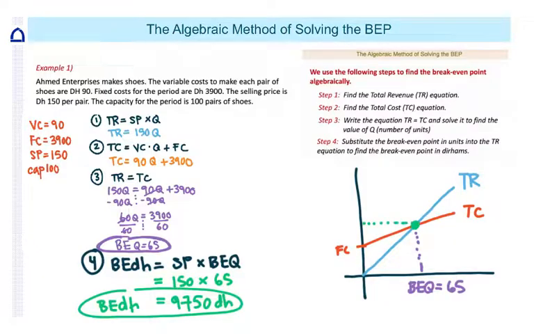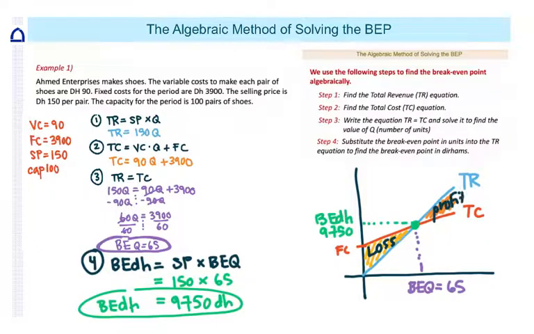Now, both of these answers are describing the same break-even point, but just in another way. So we can say if we collect 9,750 dirhams in our cash register from sales, then we break even. Or if we sell 65 items, we break even. If we have less than that, it would be considered a loss. If we have more than that, it would be considered profit.